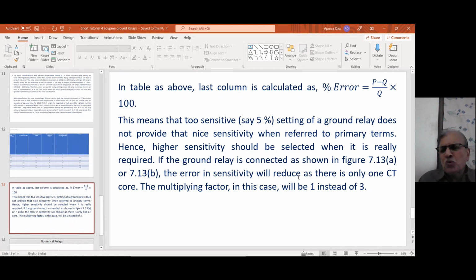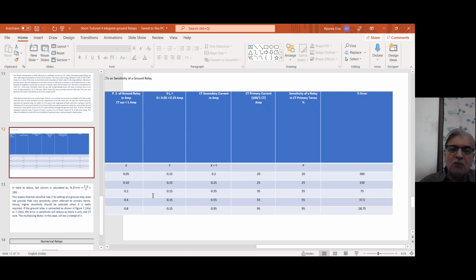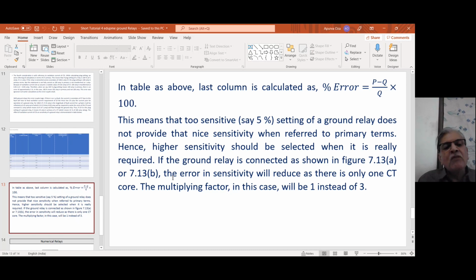The error, as I told you, is calculated from the table, column P and column Q, that is (P minus Q) upon Q into 100. That's how we have calculated the error. No doubt, if you have the connections of the relay in the neutral circuit or by CBCT, then there is only one core and our multiplier, that is 0.05 plus 0.05 plus 0.05, is gone because now only 0.05 is required. Therefore, in this table, we are multiplying 0.05 into 3. This multiple 3 will go away and that multiple will be only 1.